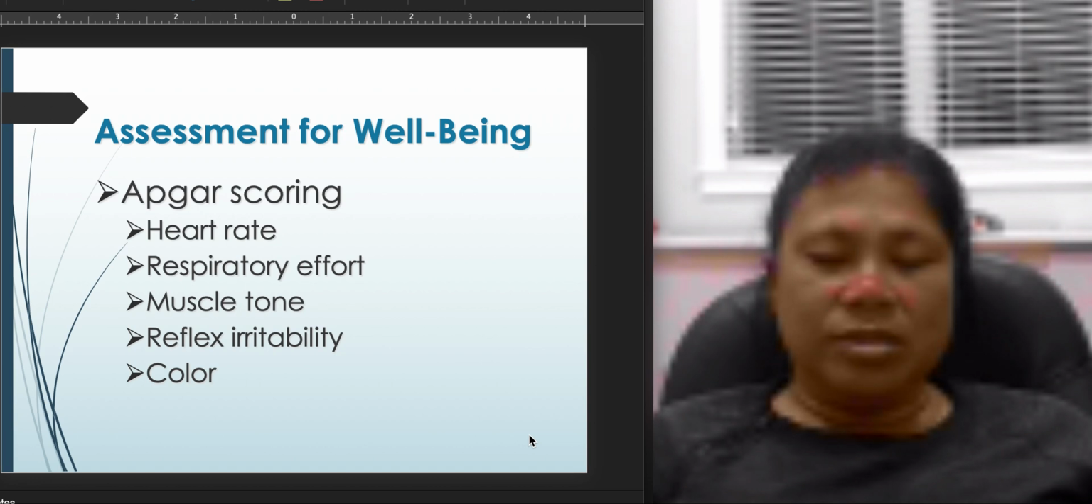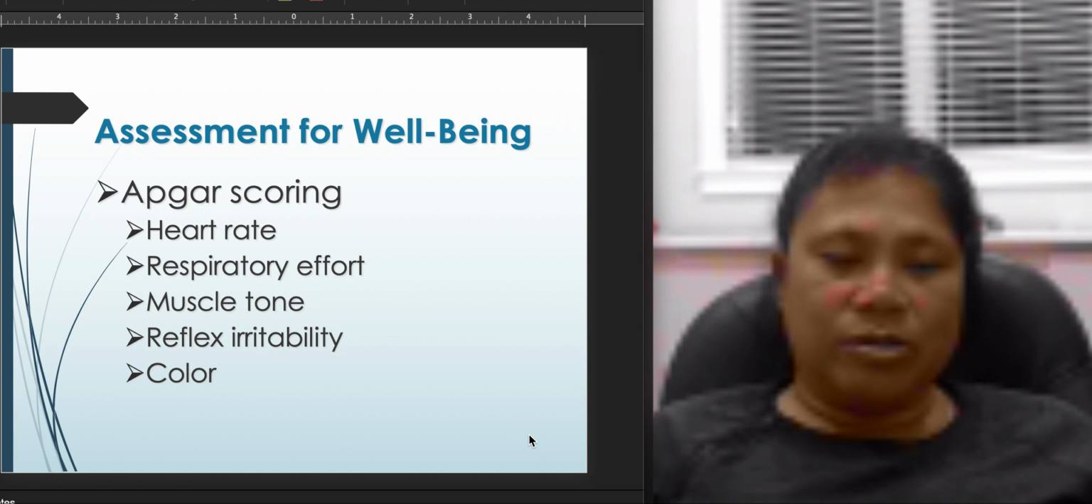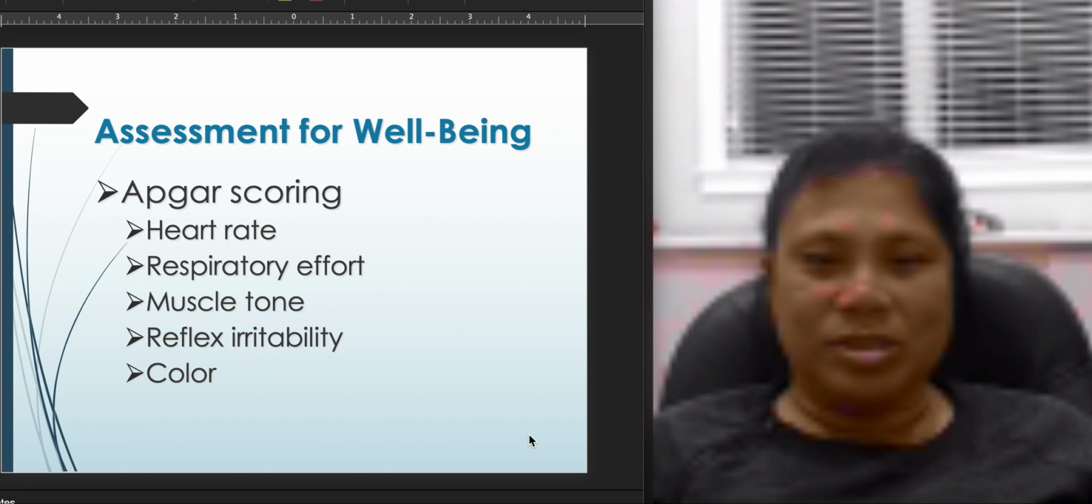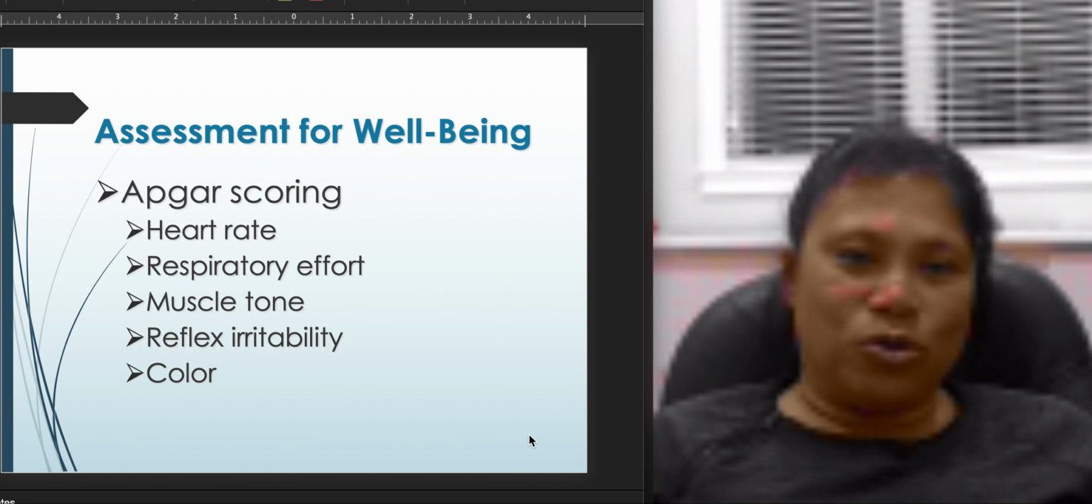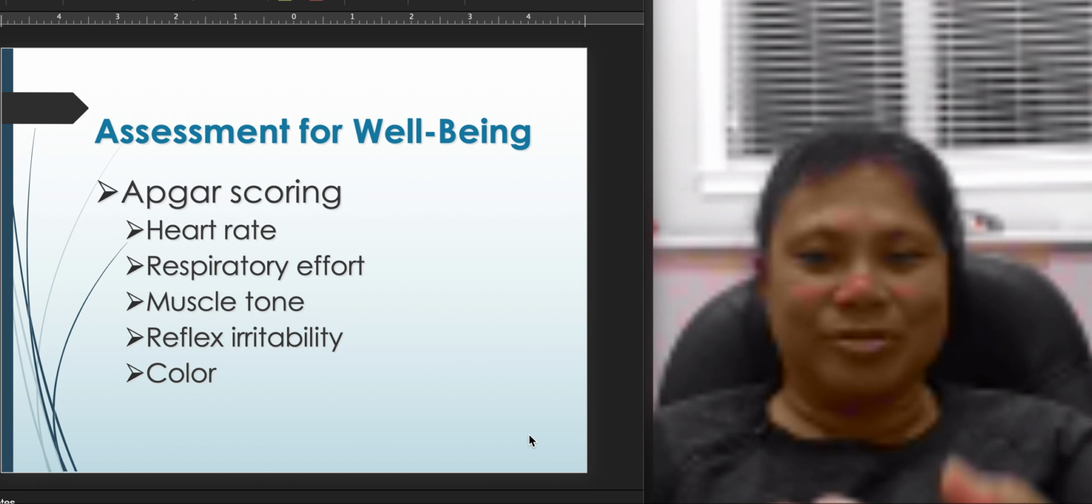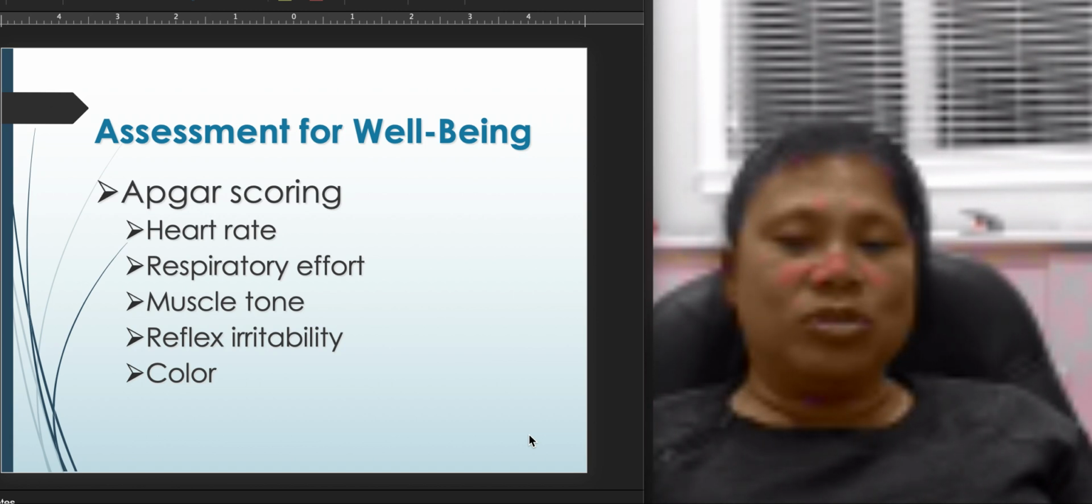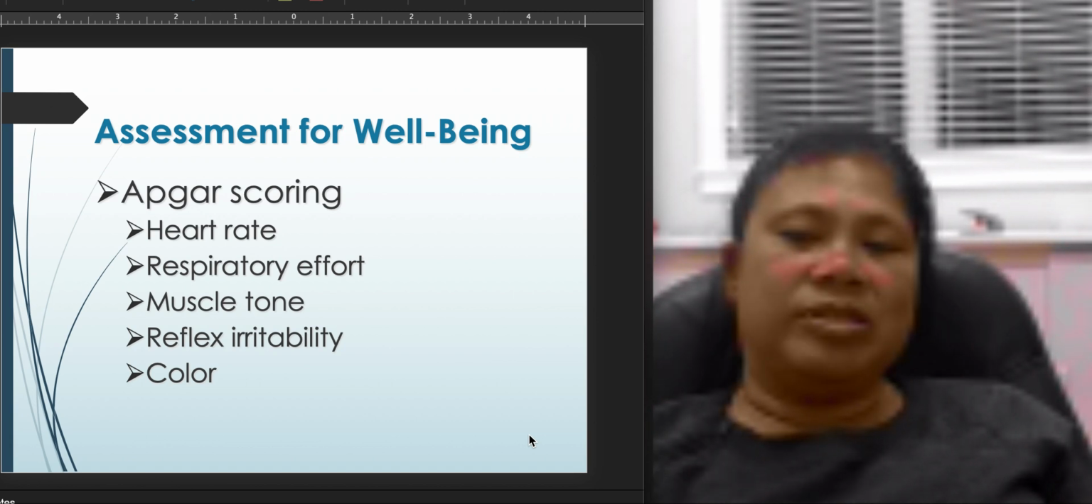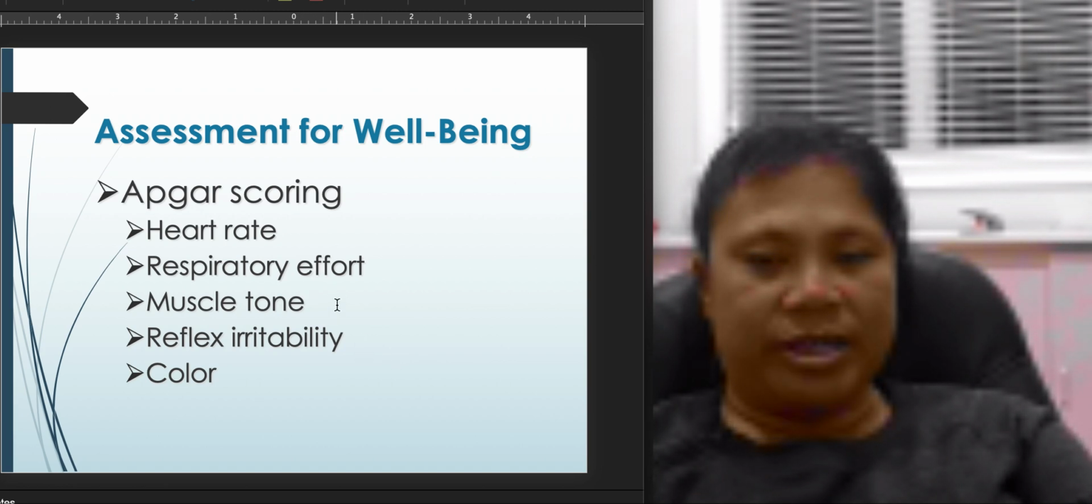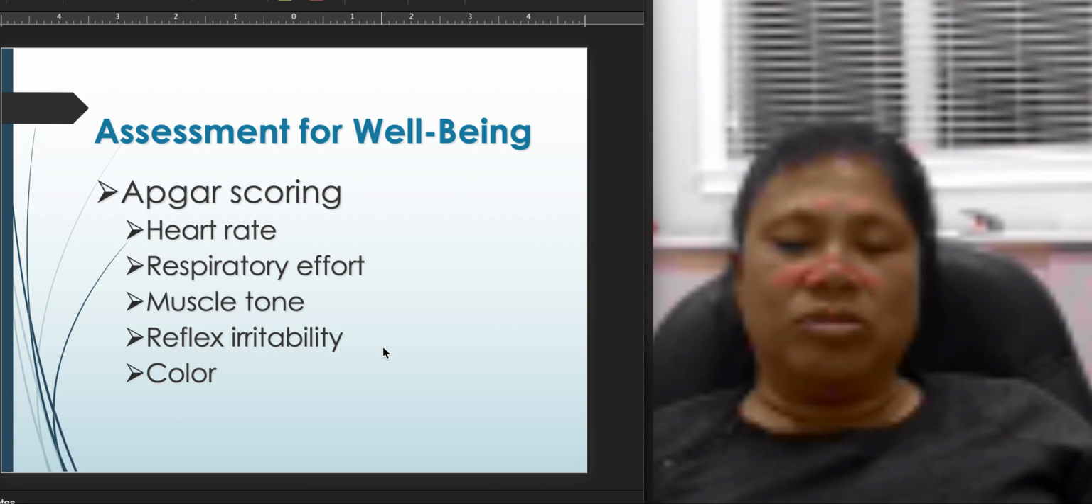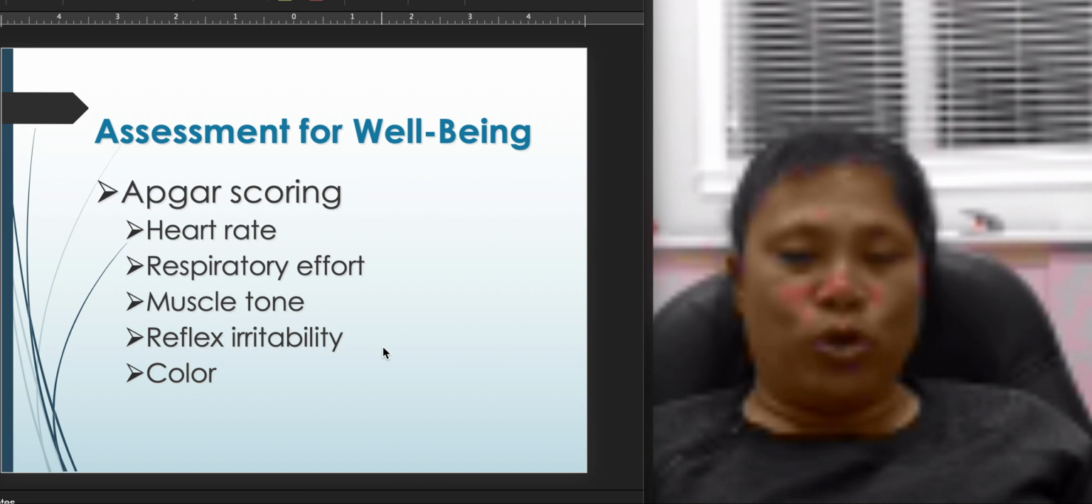And so there is a quick tool. I know OB nursing has a lot of tools: Bishop score, BPP. Here's another tool, APGAR scoring. This tool consists of these components: heart rate, respiratory effort, muscle tone, reflex irritability, and color. Those add up to a particular score. The highest score you could get is 10, but it's usually really hard to get to 10.